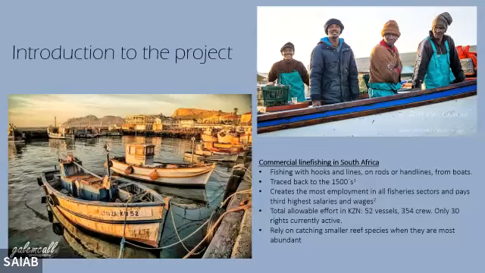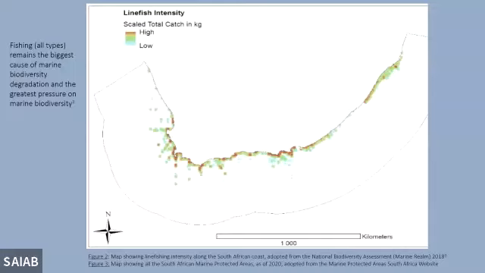These fishers rely on catching smaller reef species when they are most abundant. Fishing of all types remains the biggest cause of marine biodiversity degradation, as well as the greatest pressure on marine biodiversity, despite mounting pressures from other sectors such as oil and gas and mining, according to the National Biodiversity Assessment of 2018. As you can see here, KwaZulu-Natal is an important area for the commercial line fishing sector.